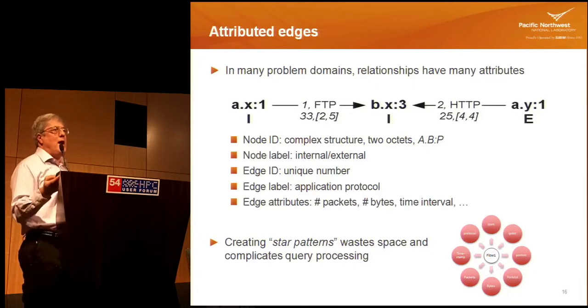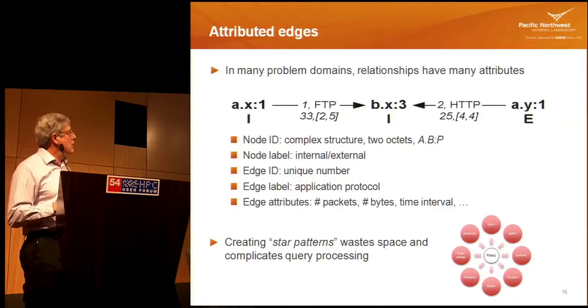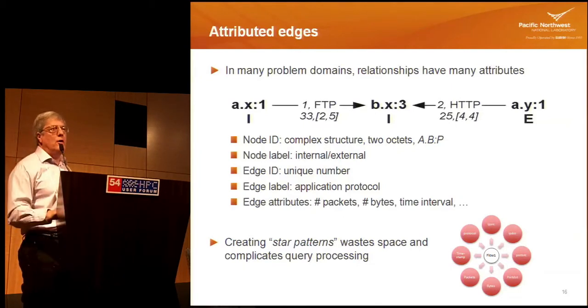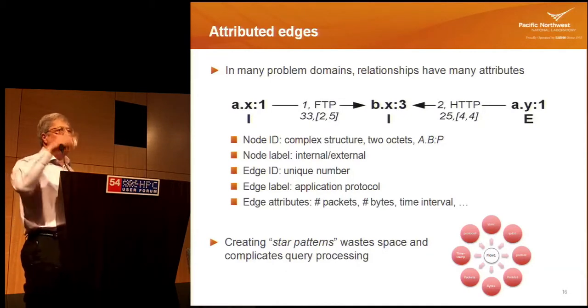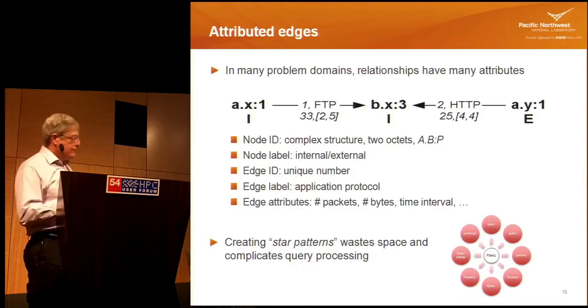It also makes finding paths difficult because if I want to look at a series of nodes that are connected by a particular protocol, I have to go from the flow to the protocol, and then back to the flow, and then back to something else. And so something that was a simple path has now become a back and forth operation.